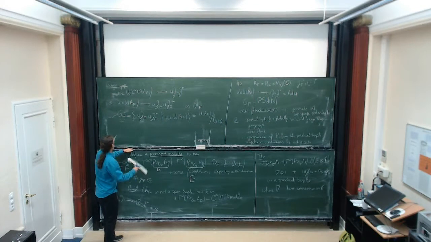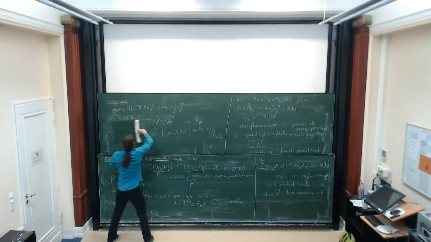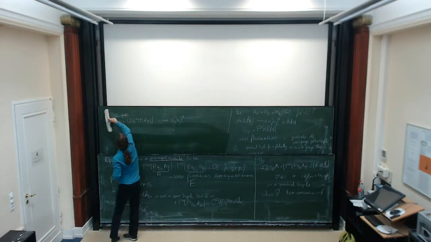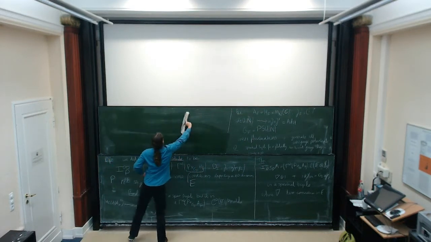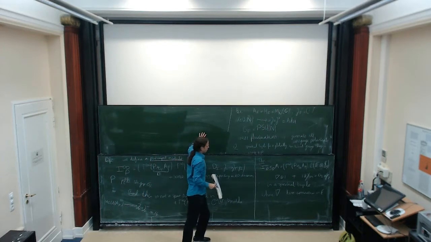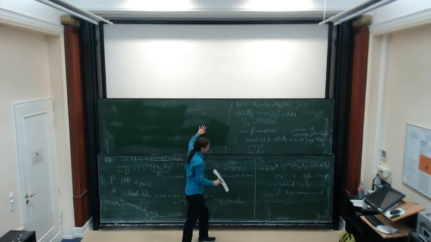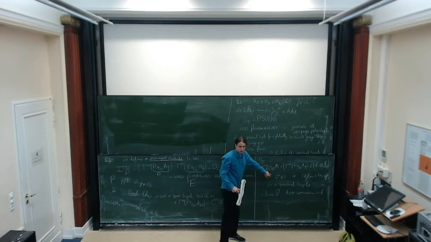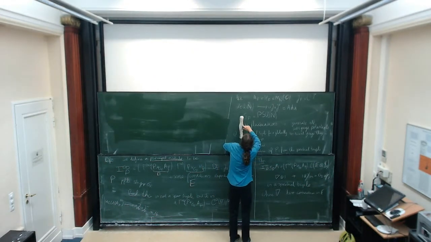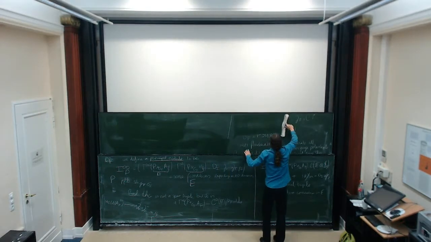So although the internal part is not a spectral triple by itself, if we take the tensor product over C infinity M, we do get a spectral triple.